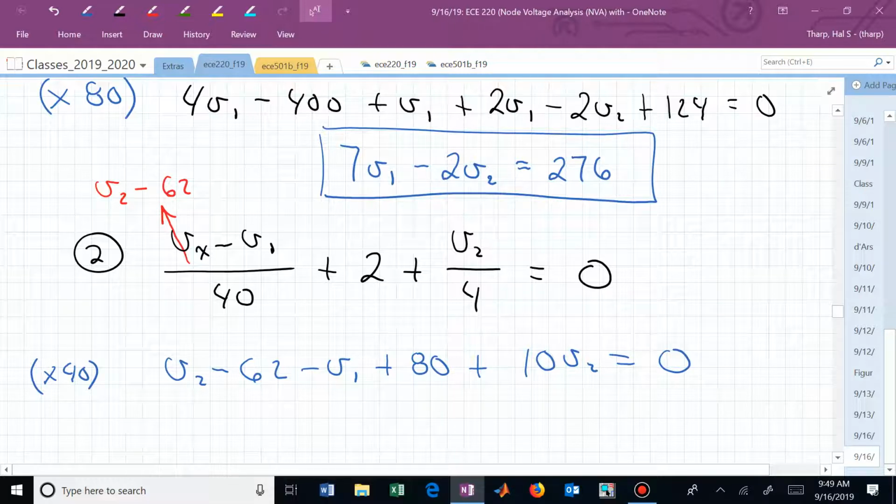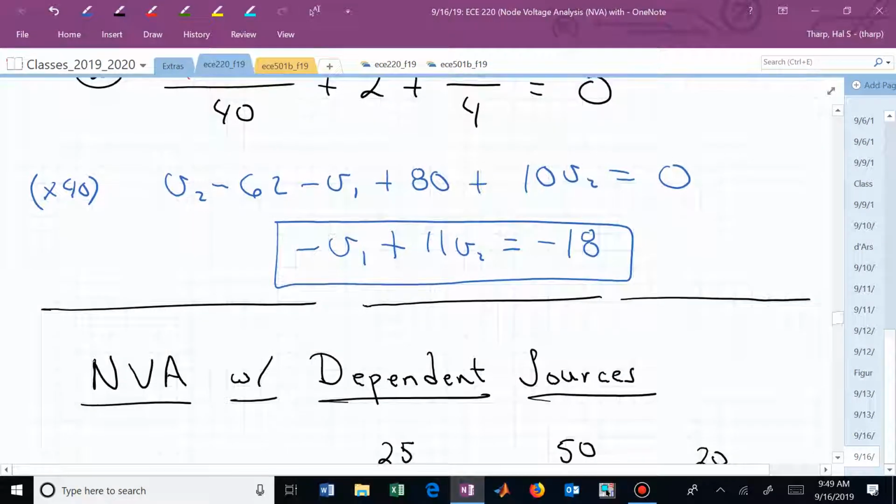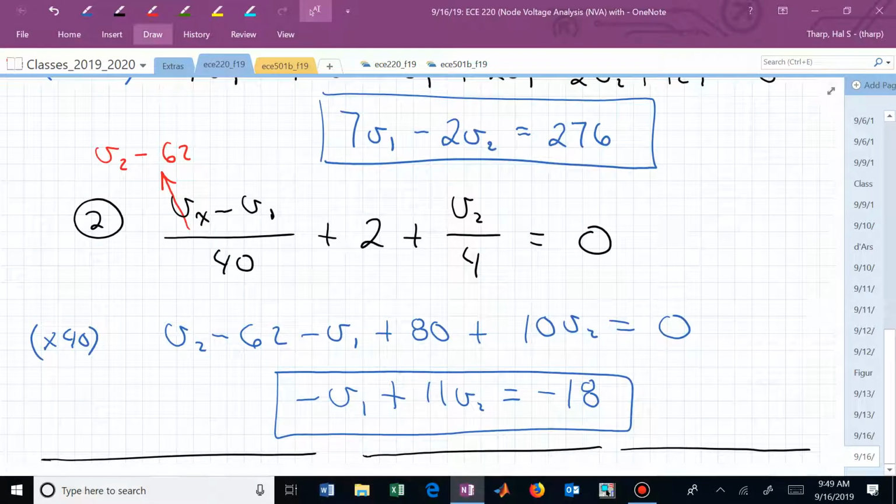Now let's clean that up. We have V1 minus, how many V sub 2's do we have? 11. And what's on the right hand side? Our constant is over there. And that's now 62 minus 80, or that's now minus 18. This is now our second equation. Whoa, I'm out of space.